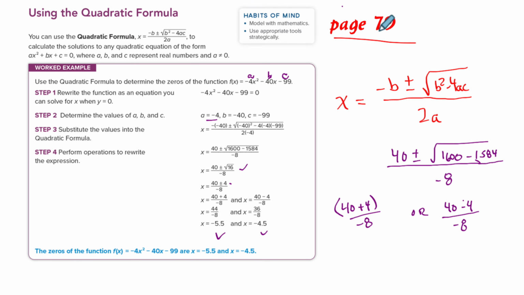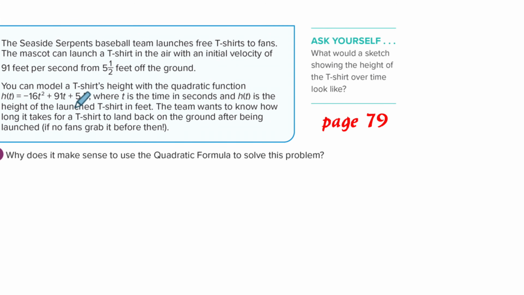So I reviewed the quadratic formula. The question is, why do we have to use this big ugly thing? Why can't we just factor? Well, not everything factors. Sometimes we get decimal answers. This example on page 79 is about the Seaside Serpents, the baseball team, and they shoot t-shirts out to their fans, and here is an equation that models that.